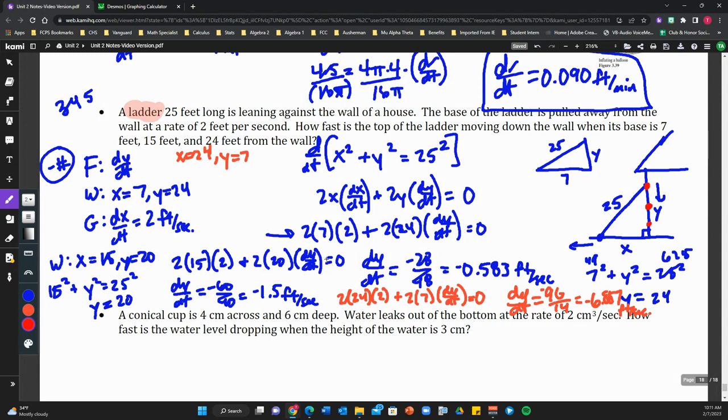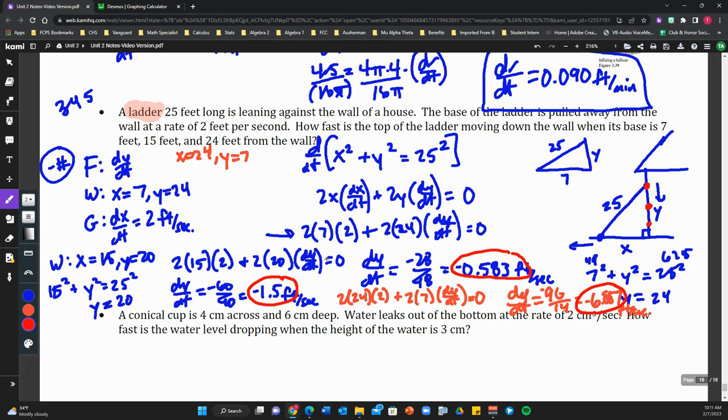And if you notice what happened, we went from a small negative number, so close to 0, to a bigger negative number, further from 0, and then even further. So what this is trying to hint at or express to you is that the top of this ladder is actually speeding up as it drifts down that wall. So again, these change in y over change in t rates, if you look at the units, feet per second, that is a measure of speed or velocity. And because we have the negative sign, we actually interpret it as velocity.